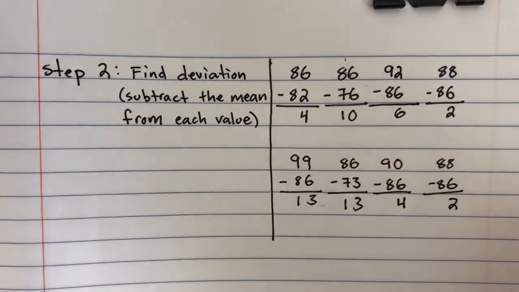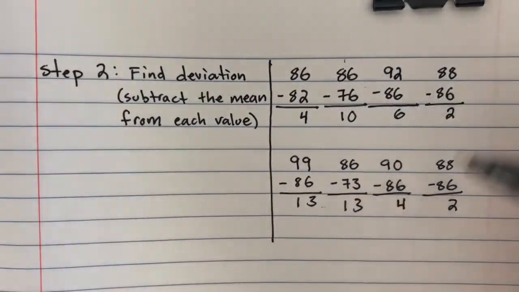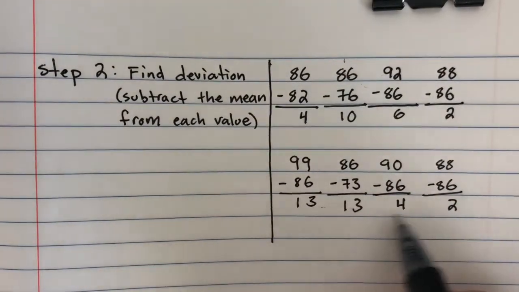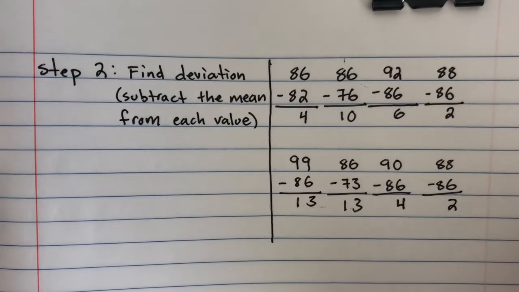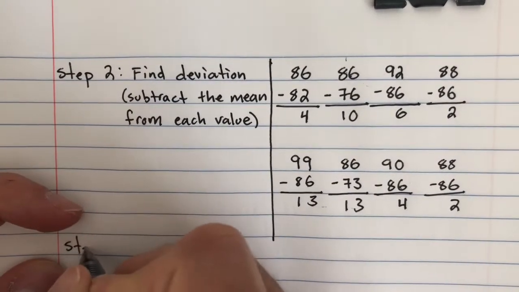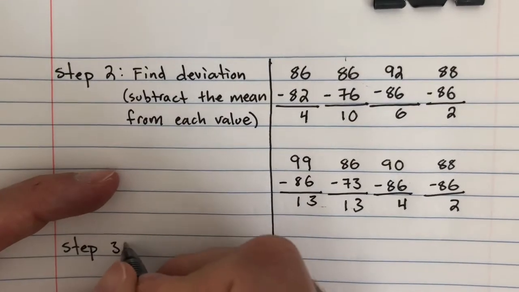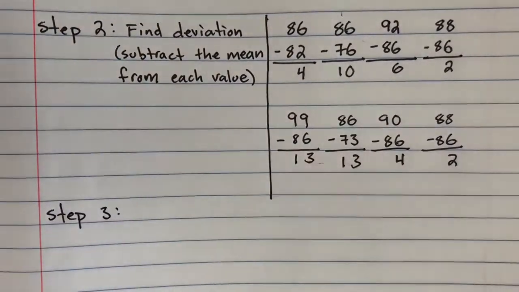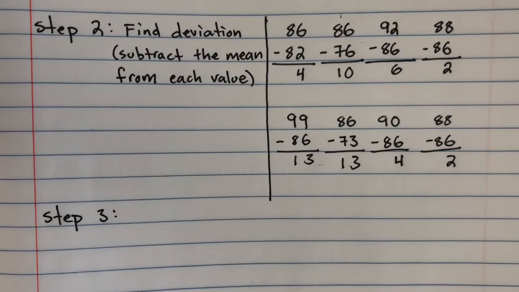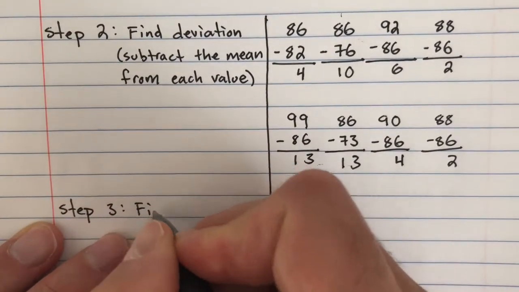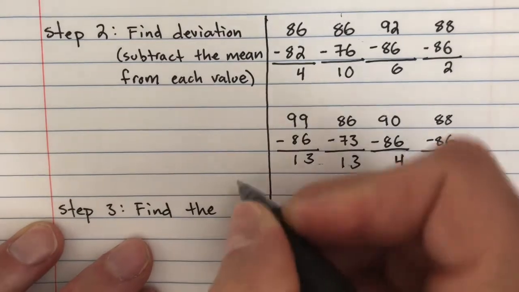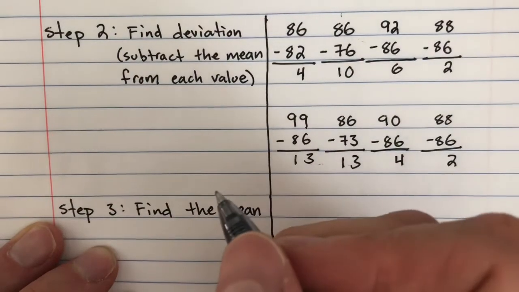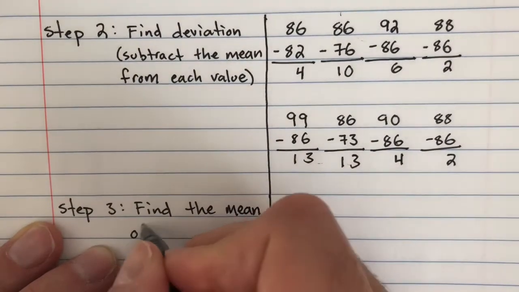That's my mean, right? I'm finding the deviation, which means I'm going to subtract the mean from each value. So each answer here, each difference here is the absolute deviation from the mean of each value. So then step 3 is to find the MAD, which means just find the mean, right? So we're going to find the mean of the deviations.